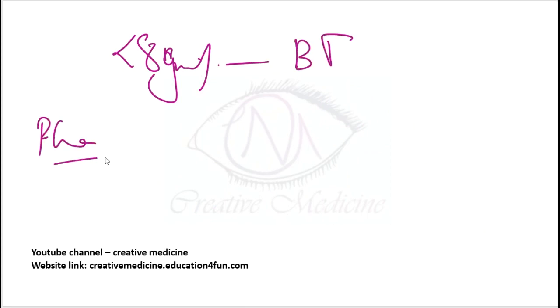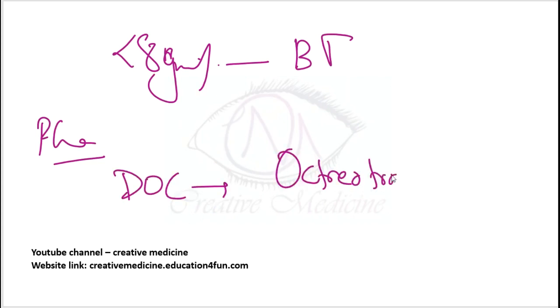Then, in pharmacology, the drug of choice for controlling bleeding is octreotide, followed by terlipressin, plus nitrates can also be given.